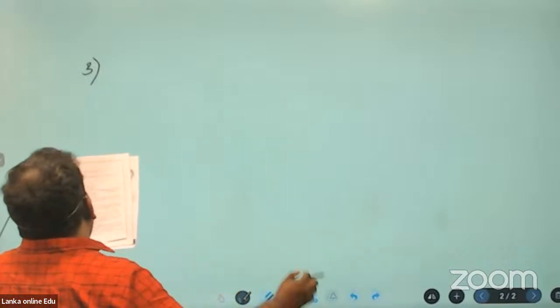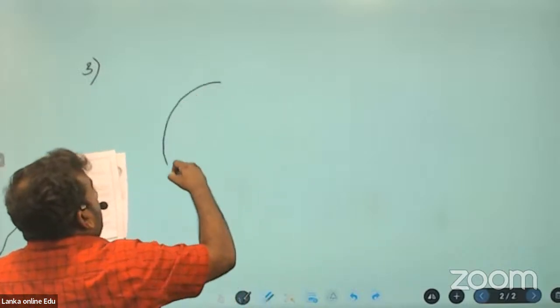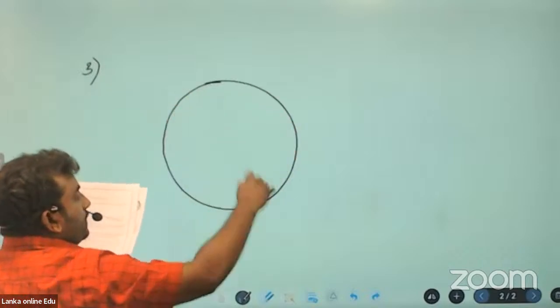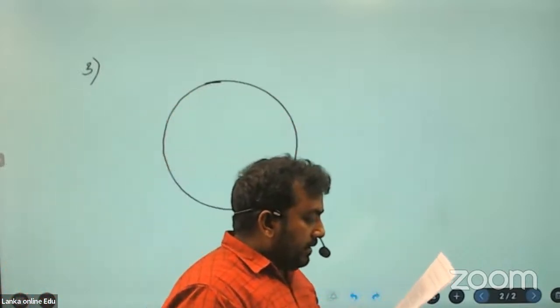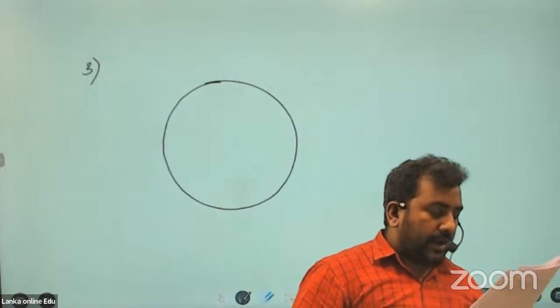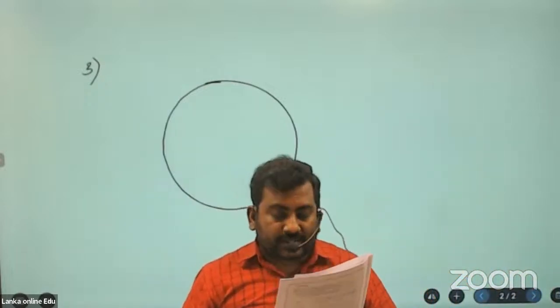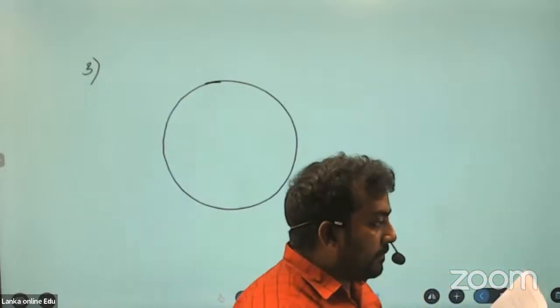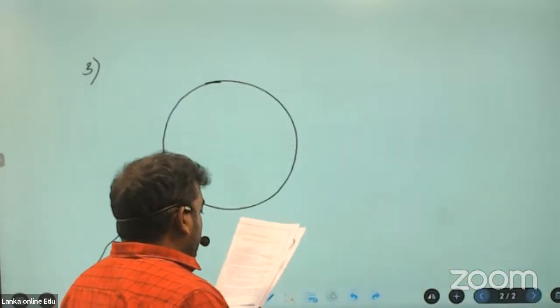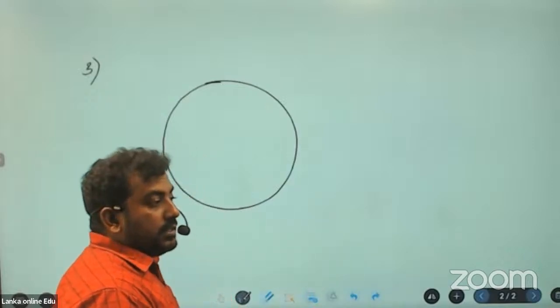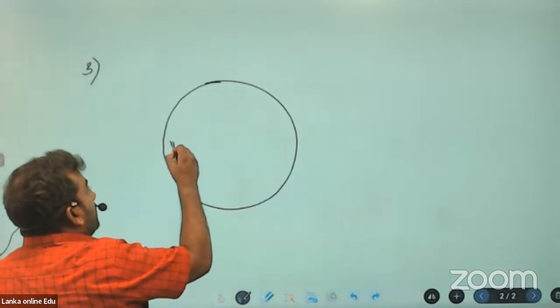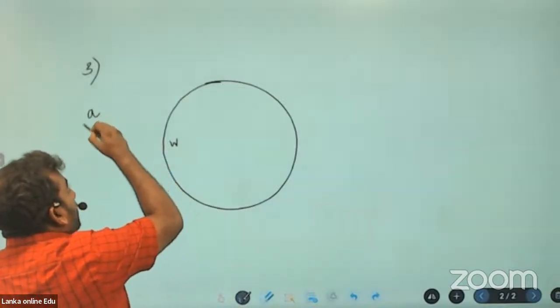So what are they giving you here? As shown in the figure, a monochromatic ray of light in air is incident on the surface of a spherical water droplet A. Spherical water droplet, so this is water. Outside you have air. Don't forget.